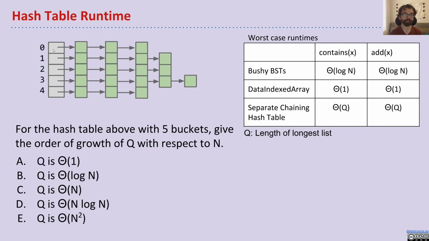Let's say we have a hash table with 5 buckets. I want you to give me the order of growth of q, where q is the length of the longest list, and give me that with respect to n. So try that out. Kind of a hard problem, actually. This is an easy, intuitive answer, but getting it right in a fully technically correct way is a little tricky. Anyway, give it a shot.